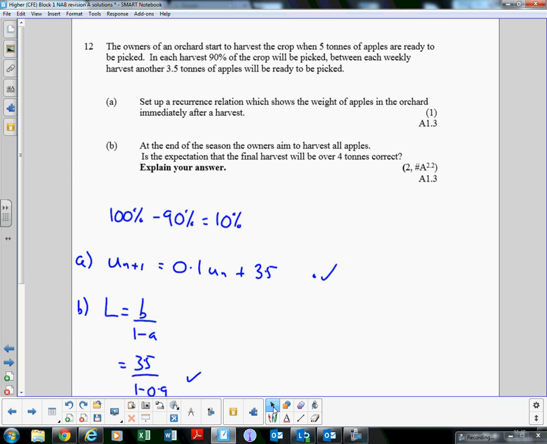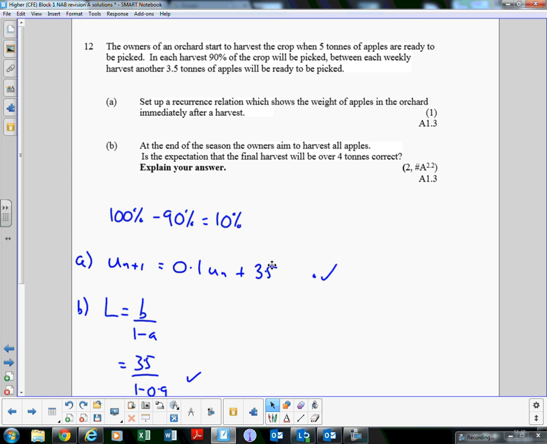Question number 12, the owners of an orchard start to harvest the crop when 5 tons of apples are ready to be picked. Part a, set up a recurrence relation. Well, 90% of the crop will be picked. That will leave 10% of the crop. And between each weekly harvest, another 3.5 tons of apples will be ready to be picked. So basically next week, we have 10% of what we had last week and another 3.5 tons.